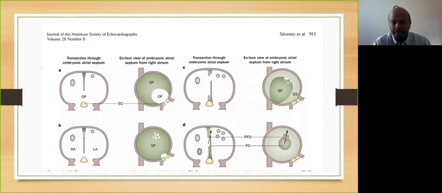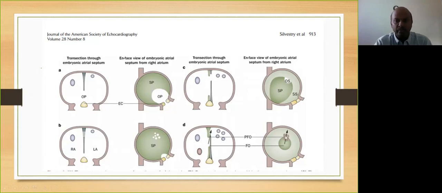Any factor that delays this opposition of the septum primum to the septum secundum would result in a patent foramen ovale. And that patent foramen ovale is a condition which is quite common in adults. Up to 25 to 30% of the adult population have a patent foramen ovale.